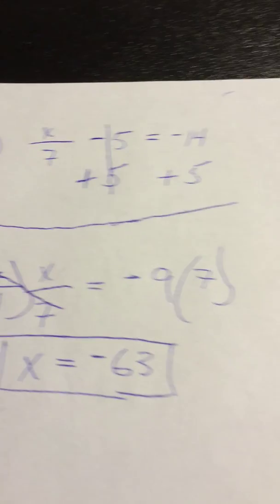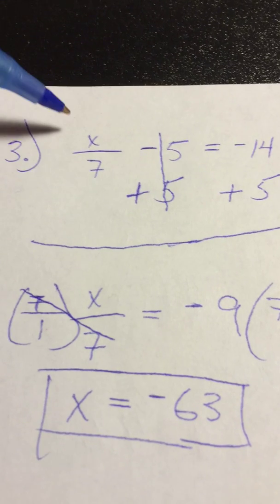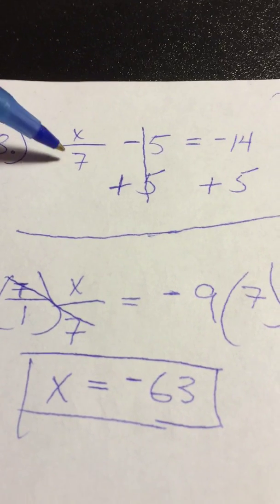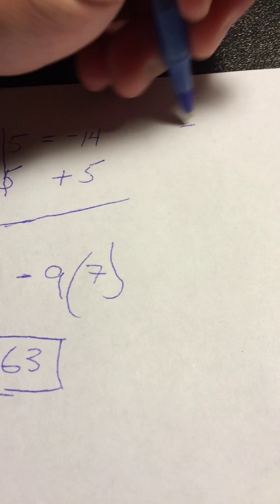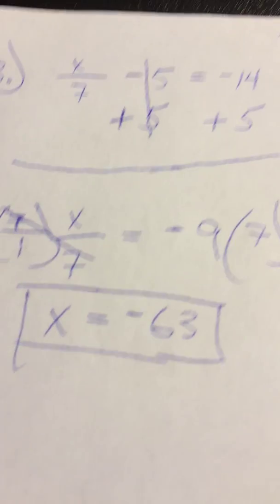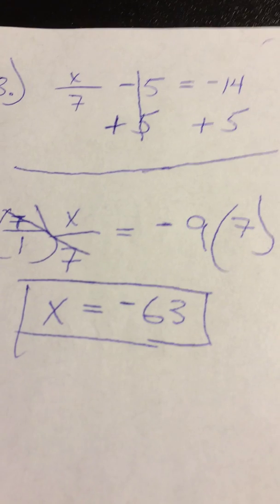It's always a good idea to go back and check. So if we plugged in negative 63, well, negative 63 divided by 7 is negative 9. And negative 9 subtract 5 is negative 14. So we can see that our answer works. So it is clearly x equals negative 63.